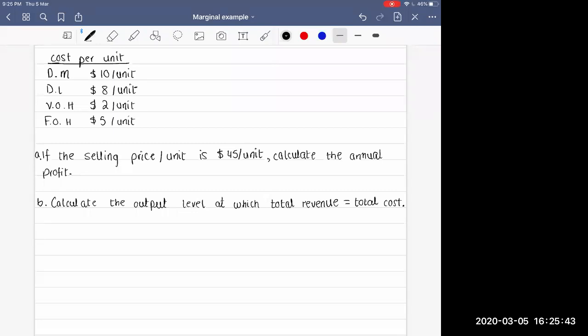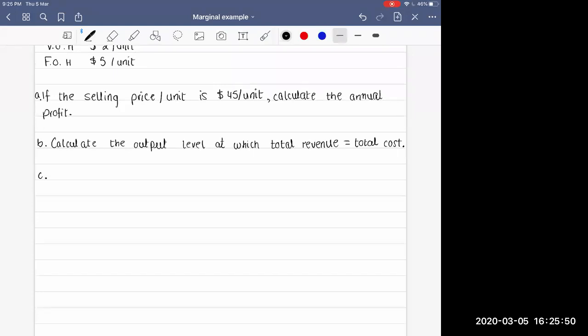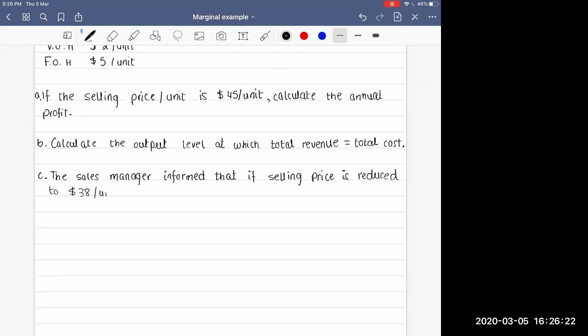C. The sales manager informed that if selling price is reduced to $38 per unit, the demand will increase to 150,000 units.